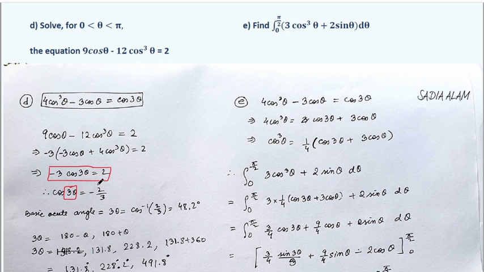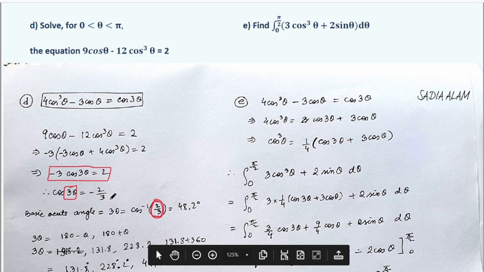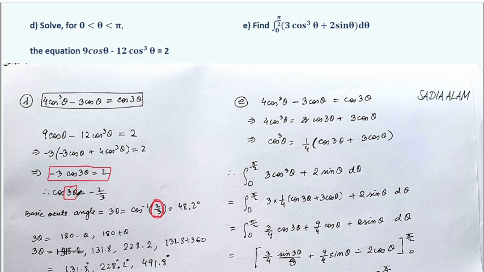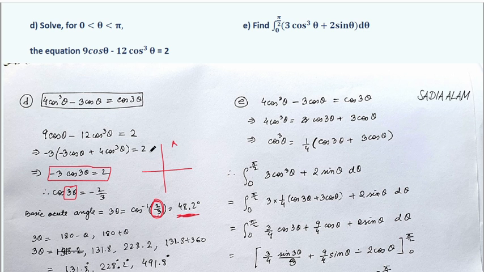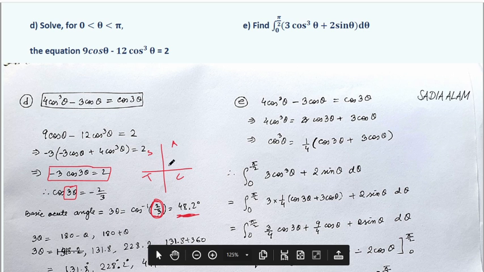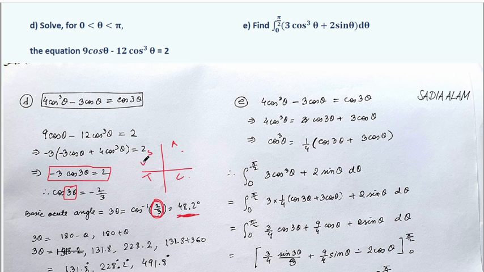So cos inverse of this, I am taking only the value instead of the sign. Do not take the sign, use that sign to select the quadrant. So I'm just taking the value cos inverse of 2 by 3. So this is the basic acute angle. And since it's all sine, tan, cos, and it's cos negative, cos positive is in first and fourth. Since it's negative, we have to use second and third.